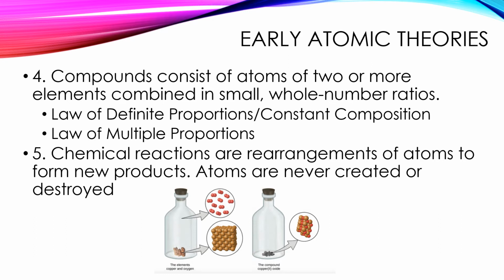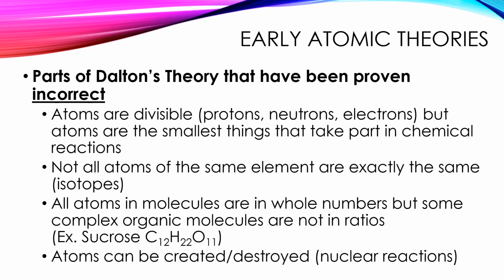So it's a pretty good theory, and holds true in a lot of ways, but here are some ways that we know now are different. Atoms are not the smallest. They are divisible. We do have things inside of them: protons, neutrons, and electrons, of course. But atoms are the smallest things that take part in chemical reactions. Not all atoms are the exact same. So we know about isotopes. They have different numbers of neutrons. So we've got carbon 6, carbon 7, carbon 8. They're all carbon. They all have 6 protons, but they have varying numbers of neutrons, making them isotopes.